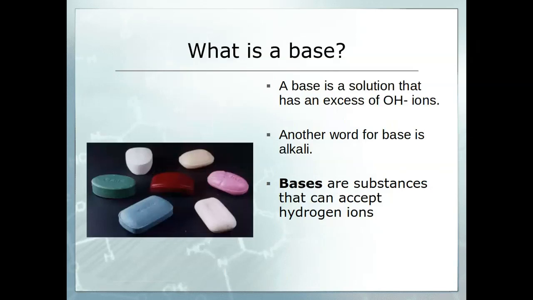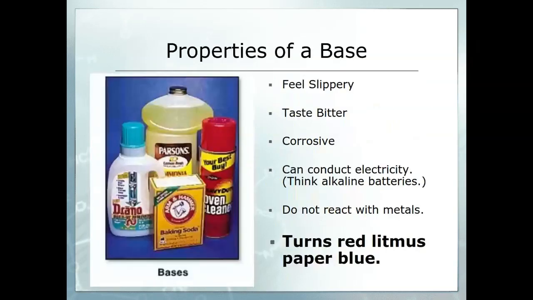A base is a solution that has an excess of OH ions, also known as hydroxide ions. Another word for base is alkali. Bases are substances that can accept hydrogen ions. So acids give away hydrogen ions, bases accept hydrogen ions. Now these feel slippery, they taste bitter, they can be corrosive, they can conduct electricity. So think of like alkaline batteries. They do not react with metals, and they will turn red litmus paper blue.